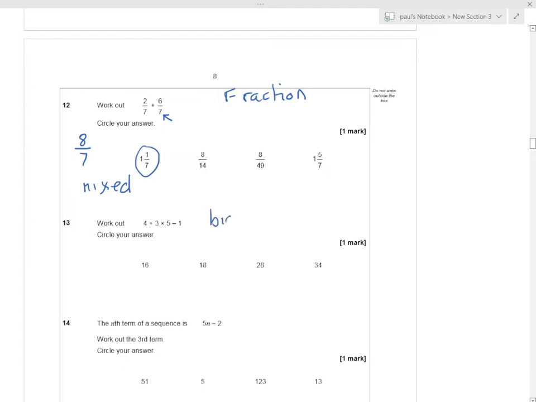And that becomes 1 and 1/7. This one's BIDMAS. So what do we do? We do the multiply first, and then the add, then the subtract. So 3 5s are 15, so we've got 15 in the middle. Then we add these two together, so we get 19. Take away 1 equals 18, so that's the answer to that one.